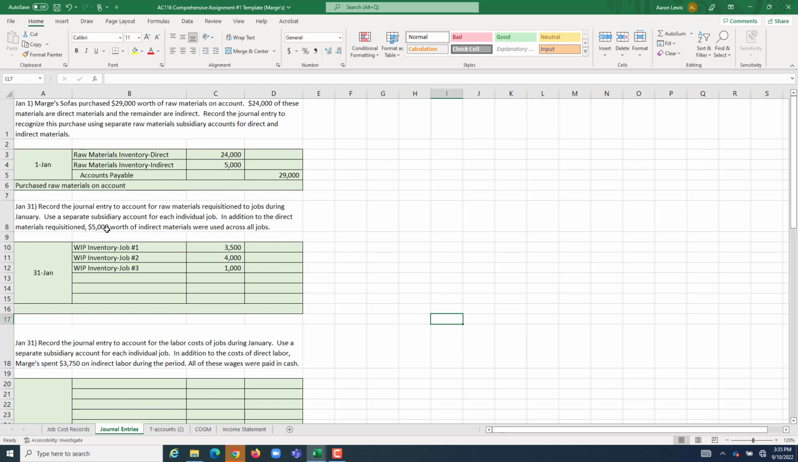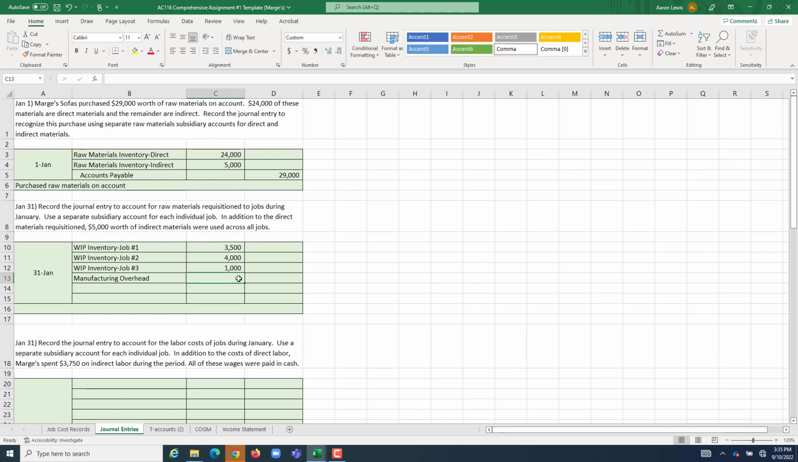Well, our information tells us that we also used $5,000 worth of indirect materials across all jobs. They can't be traced easily to all jobs. If we're making sofas, that would be things like upholstery, staples, glue, etc. Things we would not want to have to track individually how much we use to each and every job. Instead, we're going to put it into that pool, which keeps track of all of our indirect costs, manufacturing overhead.